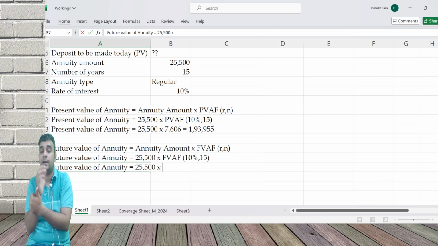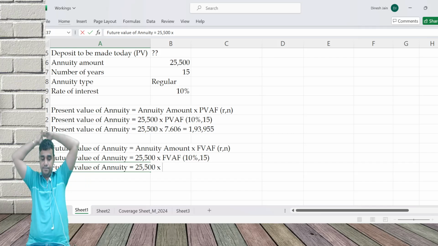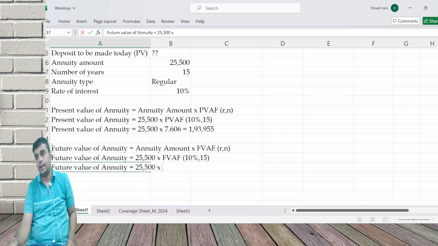So in the calculator, 1 M plus, into 1.1 equal, M plus, into 1.1 equal, M plus, into 1.1 equal, M plus. Keep repeating this till you press M plus 15 times, and then finally the MRC button.